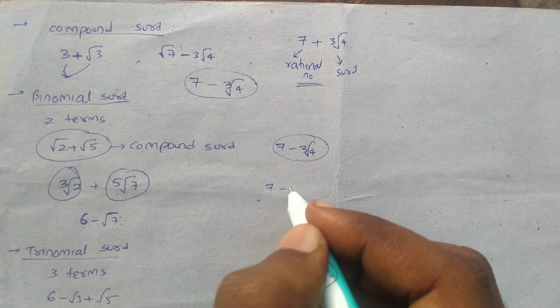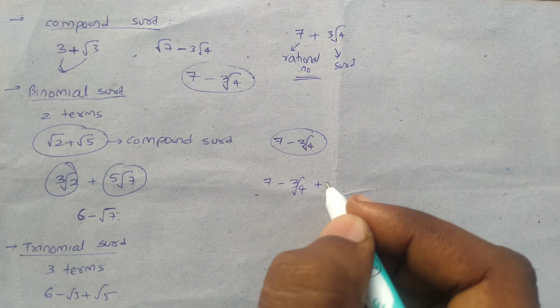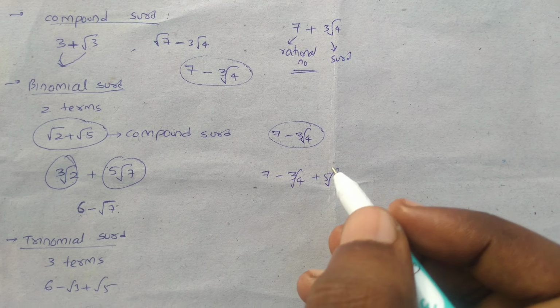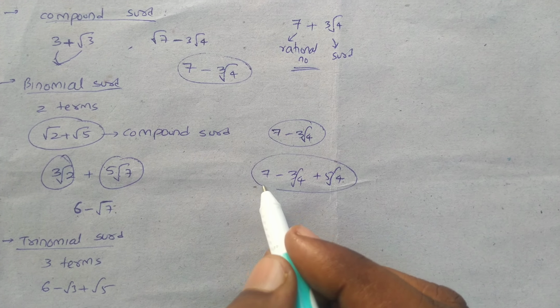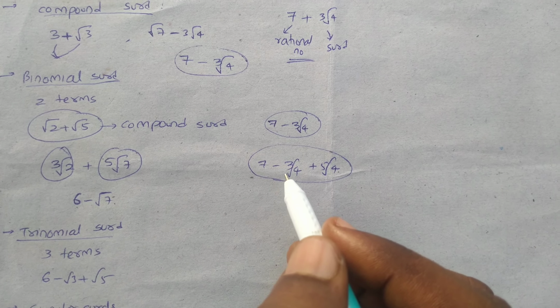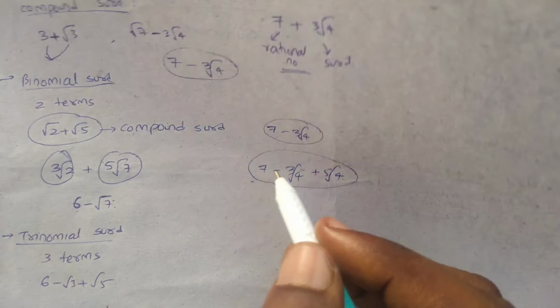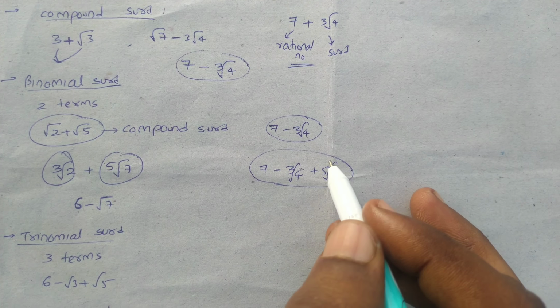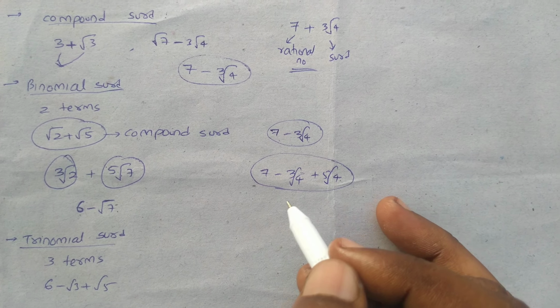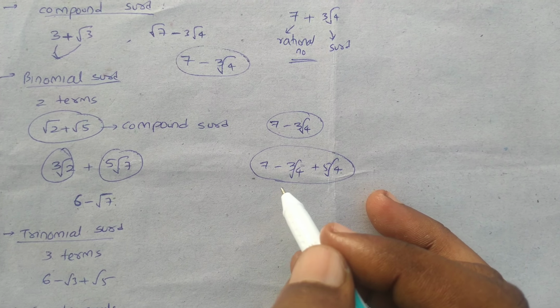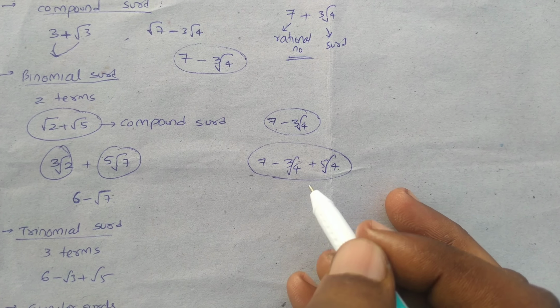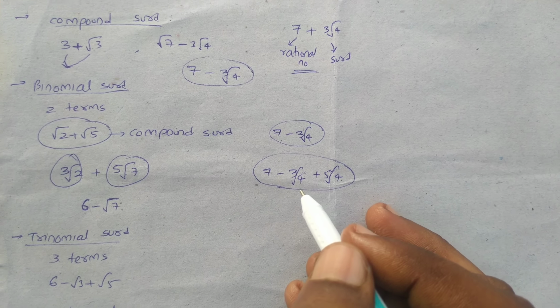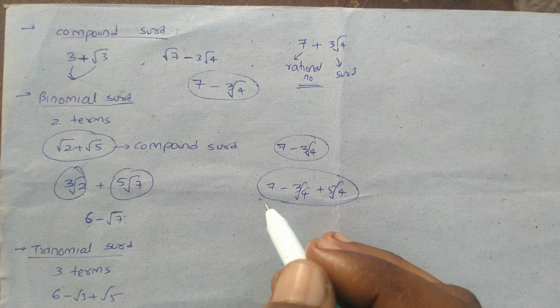Suppose you have 7 minus fifth root 4 plus fifth root 4. Then it is a compound surd, but not a binomial surd, because in a binomial surd only two terms should be there, but here an extra third term is entering. So this is called a trinomial surd. It is a compound surd also, but a trinomial surd, not binomial. So from this you got some clarity, right?